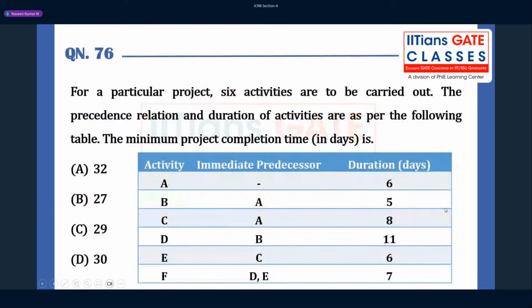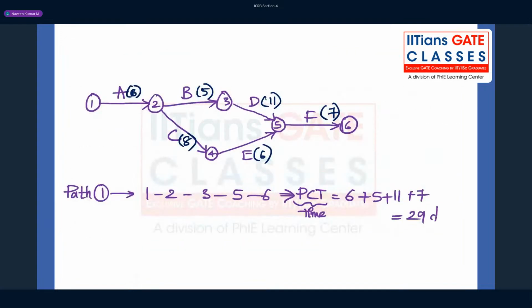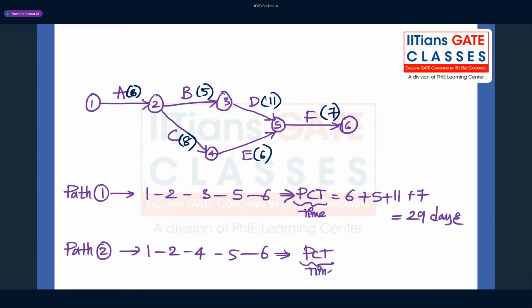29. Is it days here? Days, yes. And path 2, 1, 2, 4, 5, 6. Again, project completion time, PCT is equal to 6 plus 8 plus 6 plus 7. How much is this? 12 plus 8, 27. Right? So the maximum you have to select. Right? This is the answer.